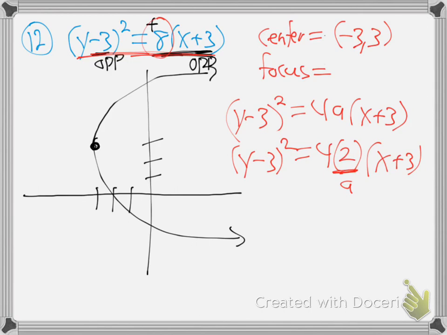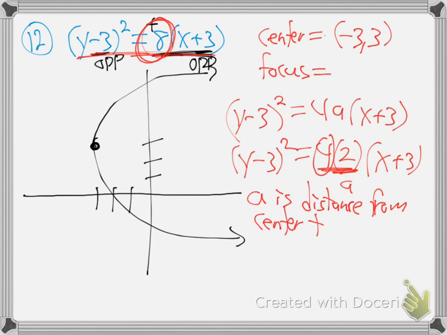So again, we're always doing plastic surgery. We're making it look different without being different. We're taking whatever they gave us and forcing a 4 to appear without changing the overall value. It's still 4 times 2, 8. Why? Because then you know what the A is. And what is the A? A is the distance from the center to the focus.